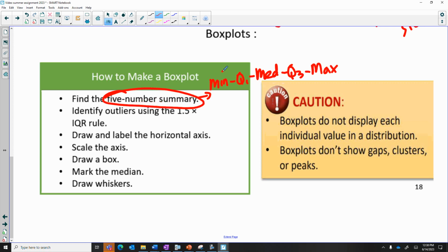And now it's important to note that we need to find if there are official outliers or not. We're going to use this 5-number summary and apply it to an outlier formula, and we're going to determine if there are any outliers or not, and then we're going to draw our box and whisker.